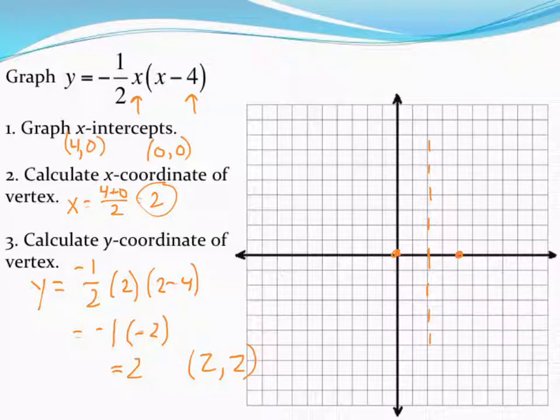I can plot that point, and I see that my parabola must be opening downwards. I could check my equation and make sure my a value was negative, so it all checks out. But there is going to be a graph of my parabola.